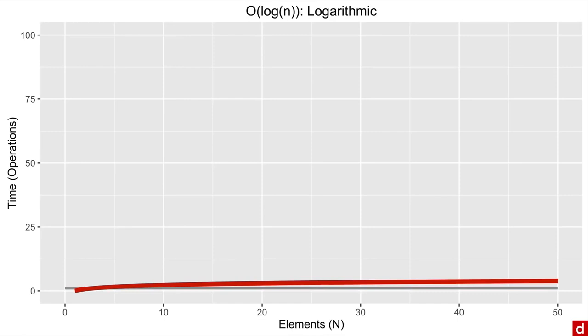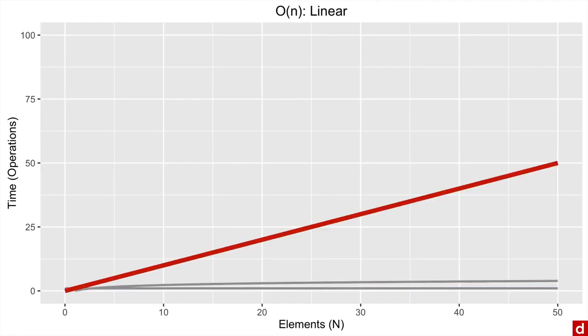Up from that is logarithmic, where you take the number of operations, you get the logarithm of that, and you see it's increased, but it's really only a small increase, and it tapers off really quickly. So an example is finding an item in a sorted array. Not a big deal.